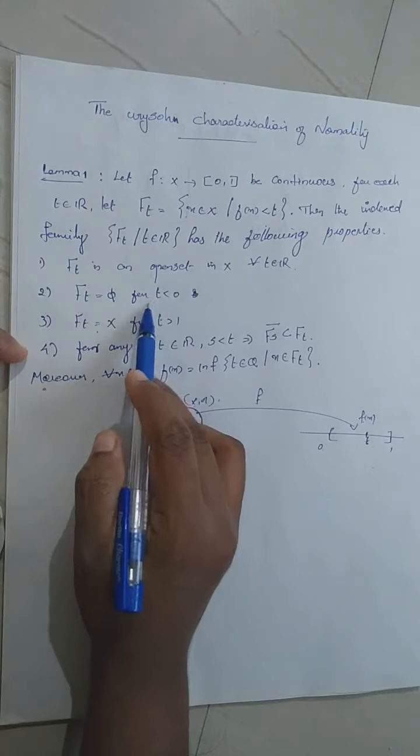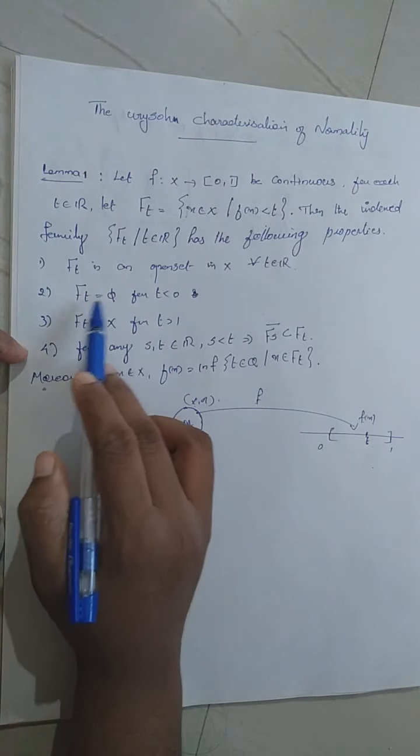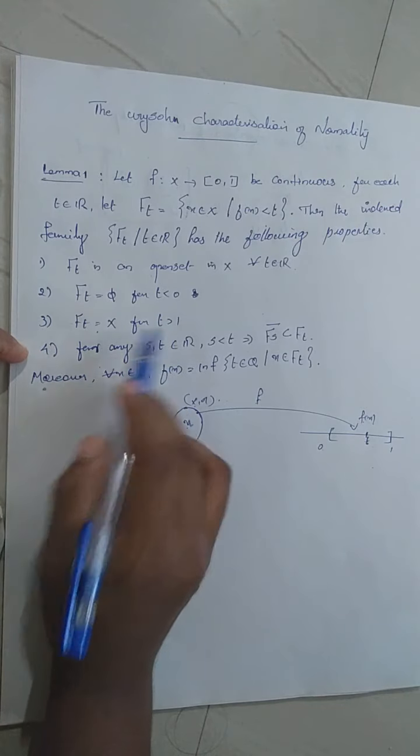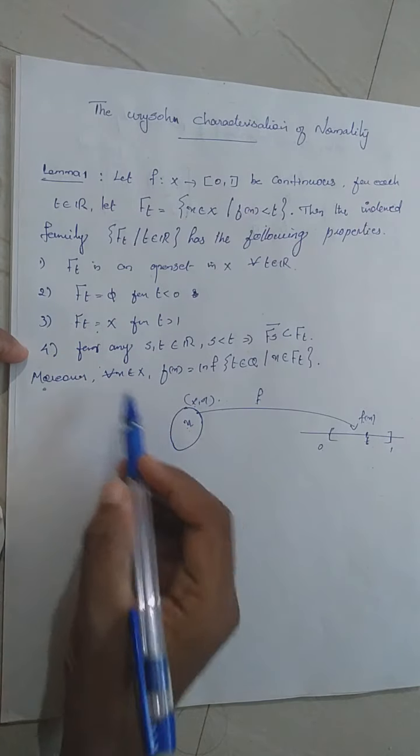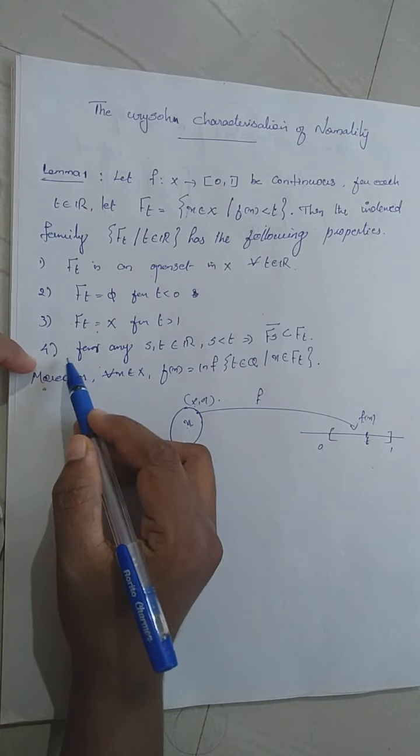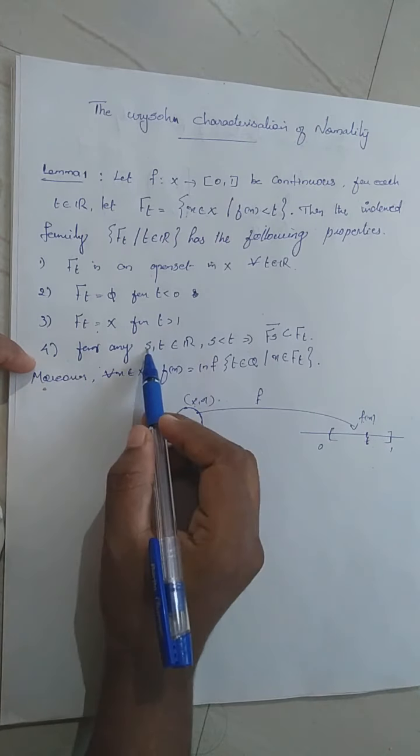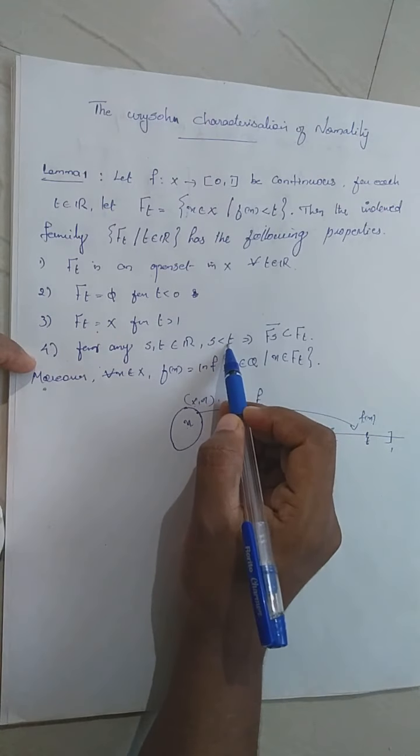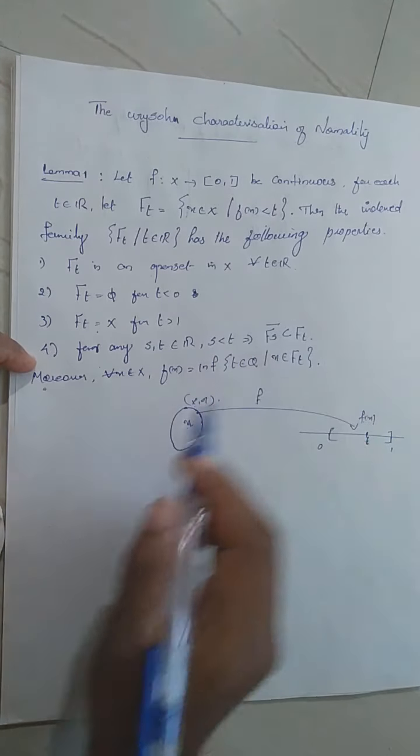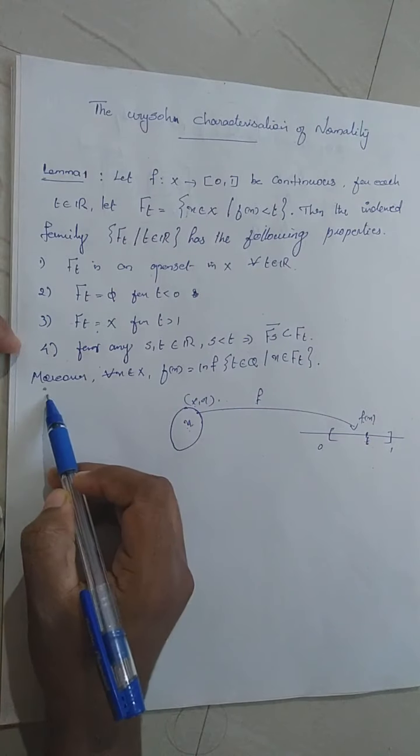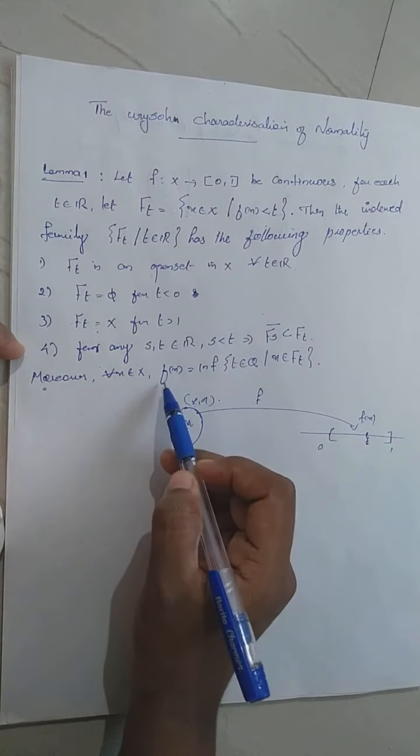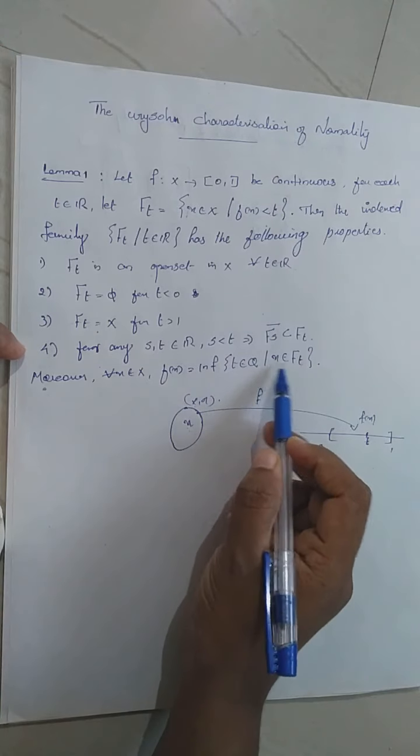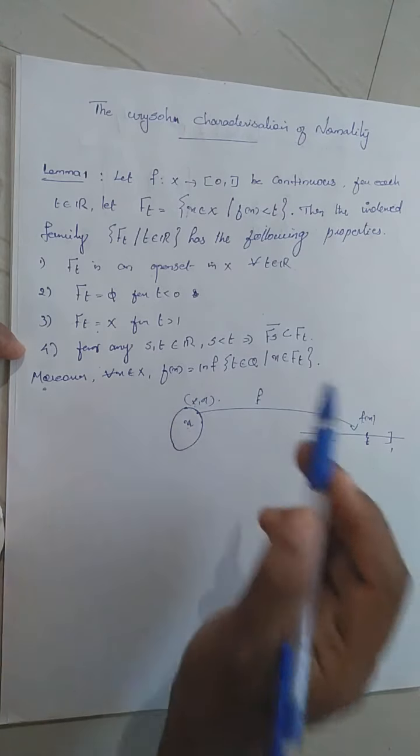And the second one: when t is less than 0, f_t is equal to empty. When t is greater than 1, f_t is equal to capital X. And the fourth property is that when you consider two real numbers s and t in R, if s is less than t, then the closure of f_s is contained in f_t. Moreover, for every x in X, the infimum of t in Q such that x is in f_t is equal to f(x).